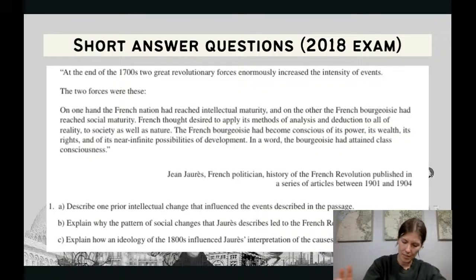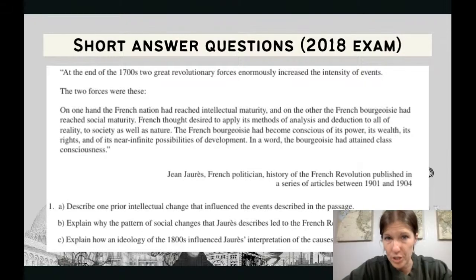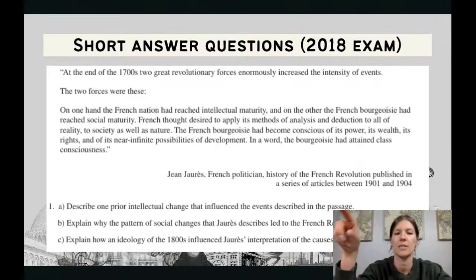So I'm going to look at some examples. This is a short answer question from the 2018 exam. This is going to be that secondary source by a guy named Jean Jaurès. He was a French politician talking about the history of the French Revolution, published in a series of articles between 1901 and 1904. So we know it's a secondary source because he's writing after the fact. He's reflecting on the French Revolution, but through the lens of it being the 1900s. Here are the questions. I'll go through one at a time, and then I'm going to give you how I would have answered them.